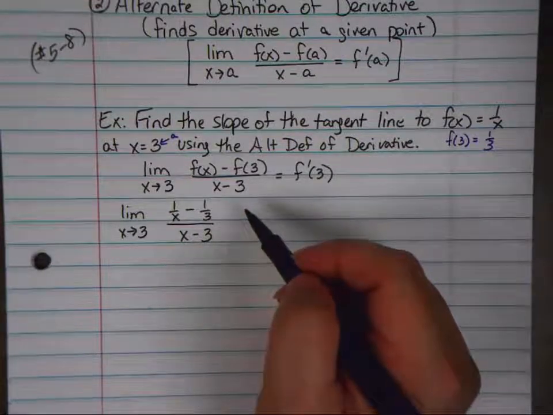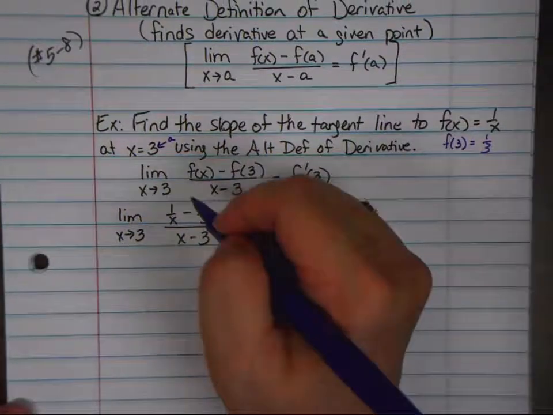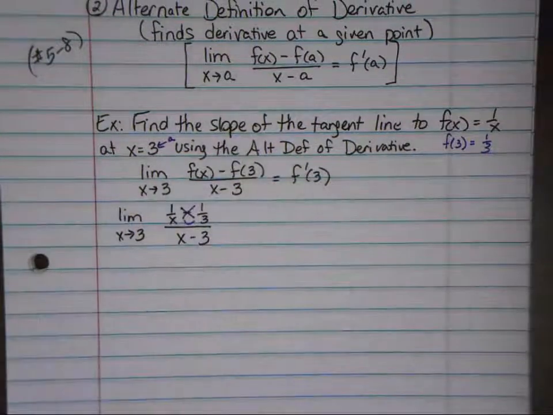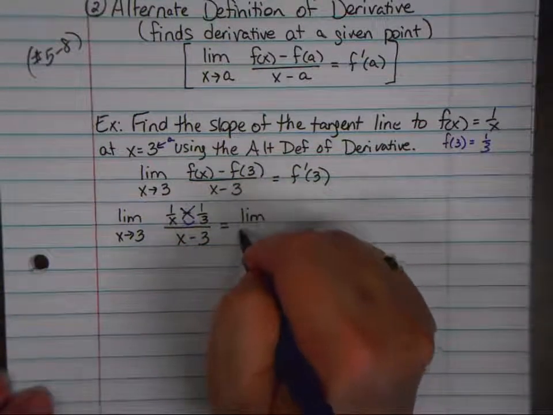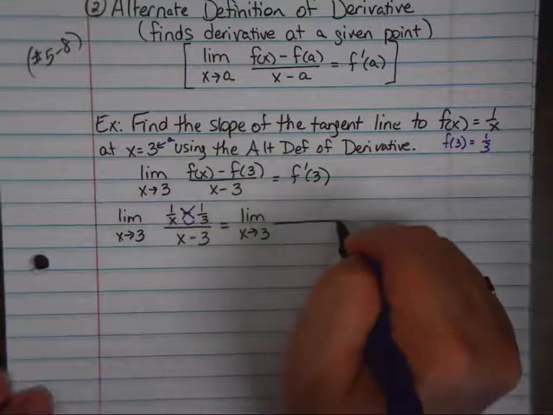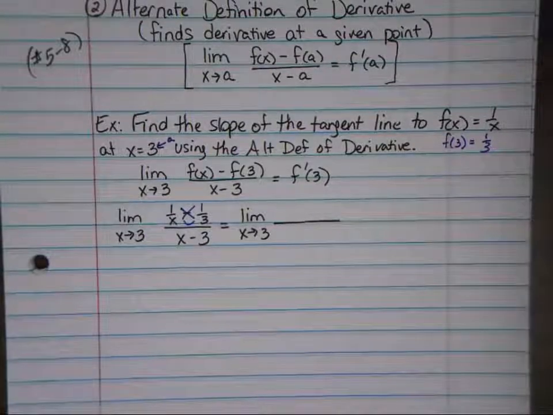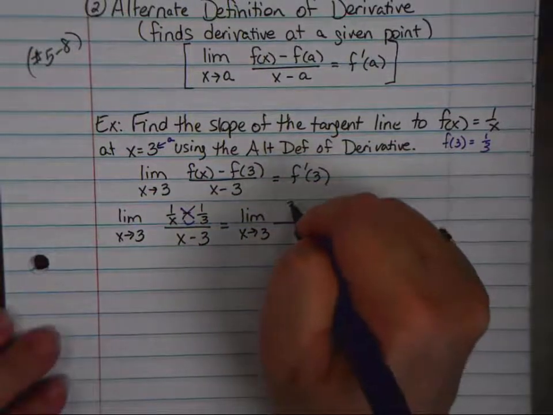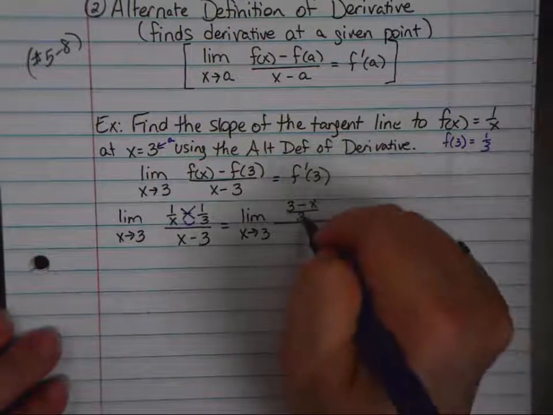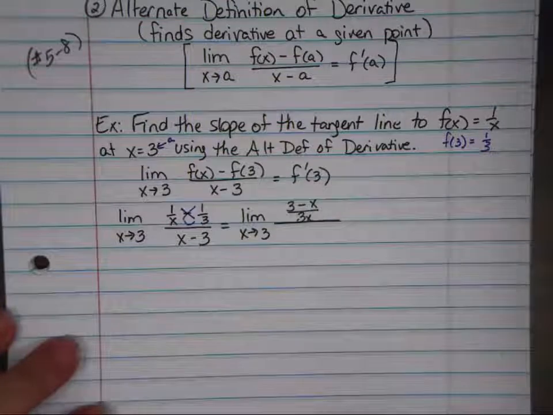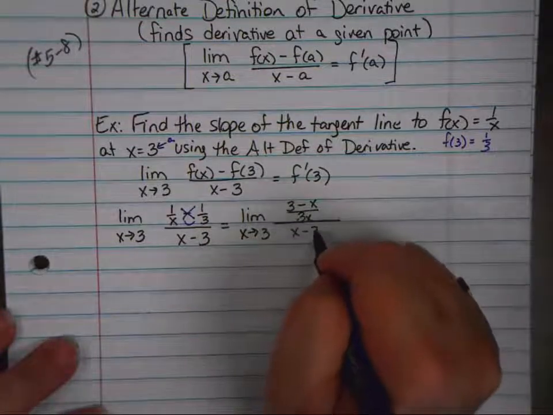What is the keep going method for this problem? Chopsticks in a bowl. Here we go. 1, 2, 3. Time to chop. Equals limit as x approaches 3, fraction bar. Okay, let's make sure we all remember how to do chopsticks. What do you write first? 3 or x? 3. Very good. So 3 minus x over 3x. Are we good with that? That was a very simple chop. And then the bottom is x minus 3.